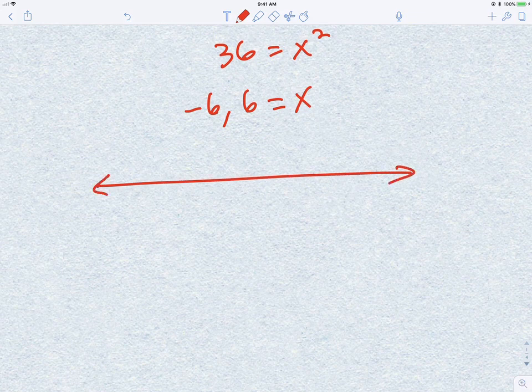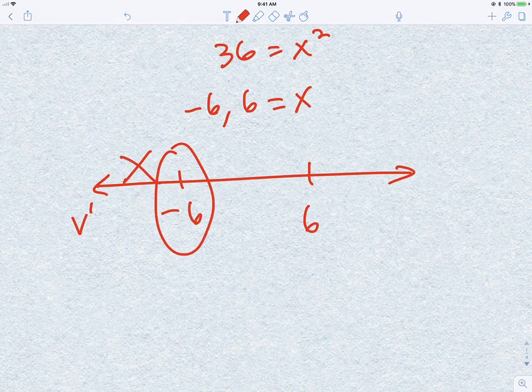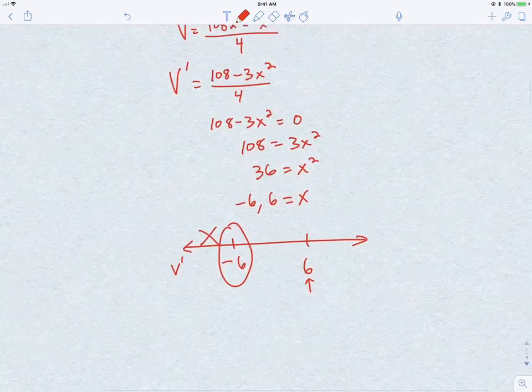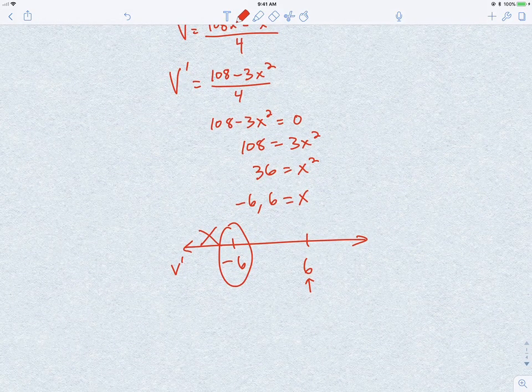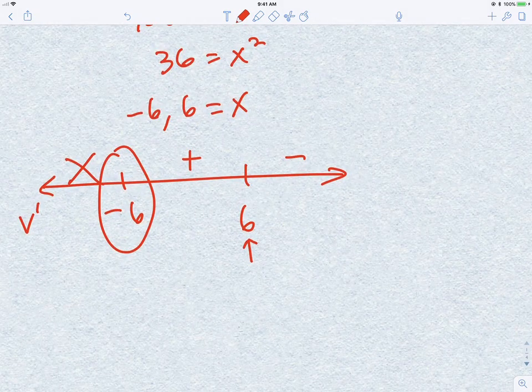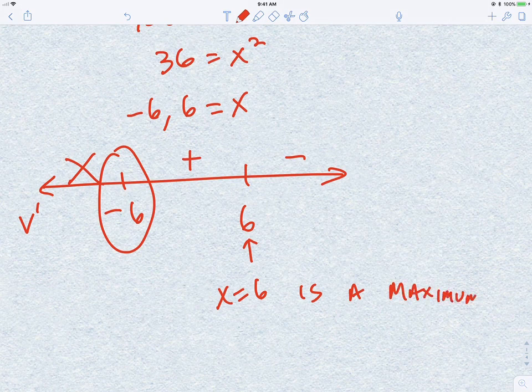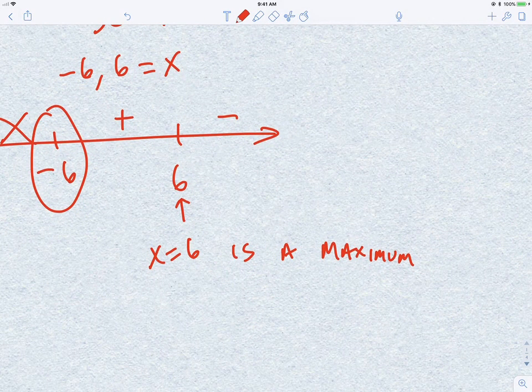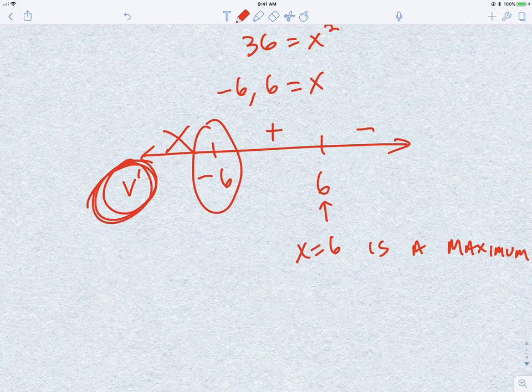I'm going to make a test interval for v prime. I don't need to test this area. I don't need to show that this is a max or min. I can't have a side with negative 6. I could have a side with 6, so I've got to test either side of that. So if I plug in 0 into that derivative, I get a positive. And if I plug in 8 into that derivative, I get a negative. So this is correct. We have a maximum at x equals 6. That's the length for x that would provide a maximum volume.